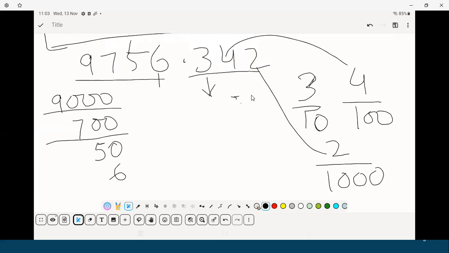Now about the numbers after the decimal point, the place value of 3 will be the tenths. The place value of 4 will be the hundredths, that is 4 by 100. And the place value of 2 will be 2 by thousandths. That is thousandths. So I hope this is clear.